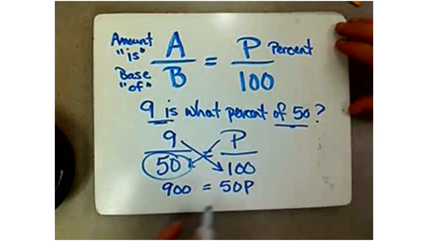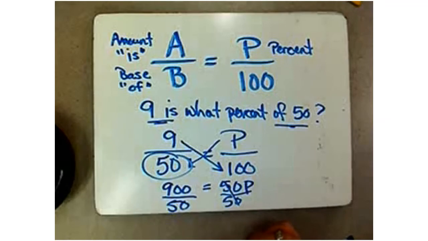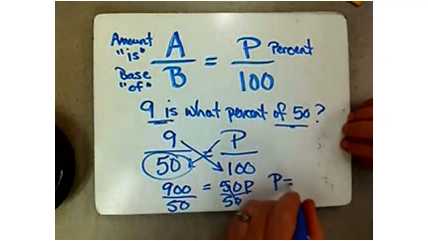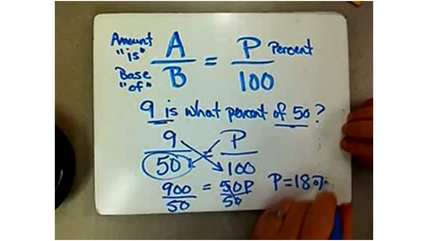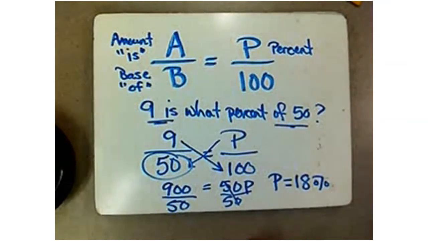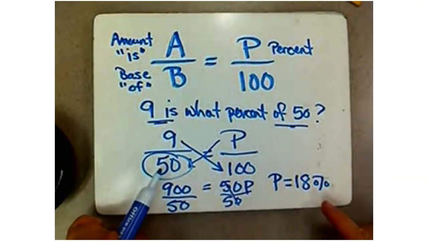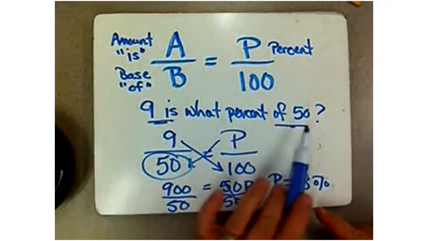We're going to divide by that 50, the odd man out. 900 divided by 50 equals 18. P equals 18%. All right, don't forget to put the percent sign after that. So 9 is 18% of 50.